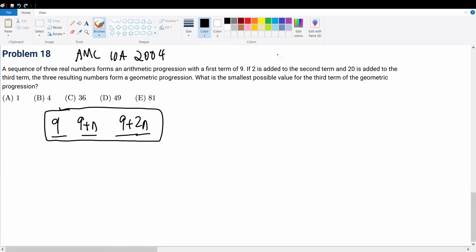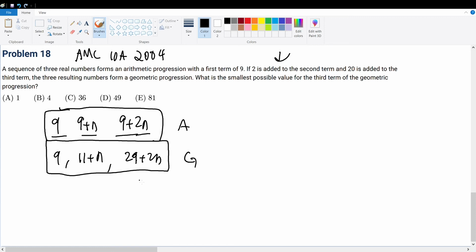Now we can apply the second given information: if 2 is added to the second term, which will be 11 plus n, and 20 is added to the third term, 29 plus 2n, it will form a geometric sequence. So this is arithmetic, this is geometric. If you really wanted to, you could plug in every single solution and see if it holds, but that is very tedious and inefficient, and you might make a mistake and not be sure whether you did it right. So to establish a firm foundation for your correctness, we can solve this algebraically and logically.